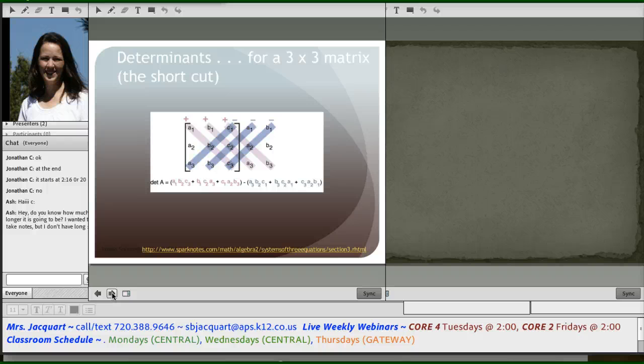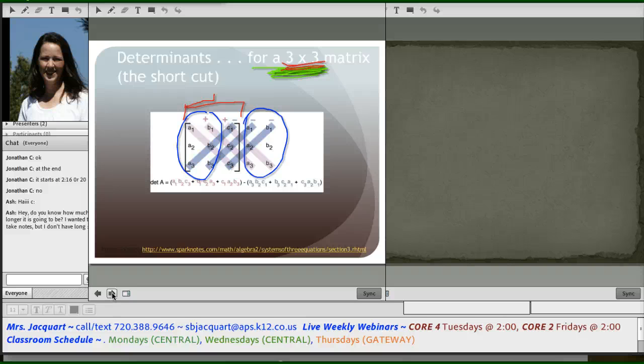Okay, so here's a shortcut, but it has to be on a 3 by 3 matrix for finding the determinant. It has to be a 3 by 3 matrix. 4 by 4s don't work this way. So what it is, I have my matrix here, and then I just rewrite the first two columns side by side.